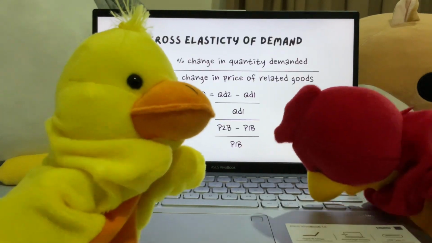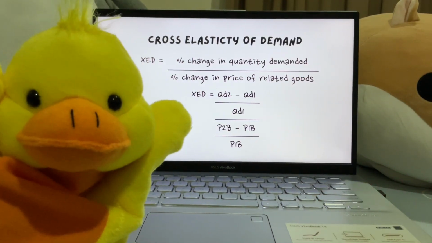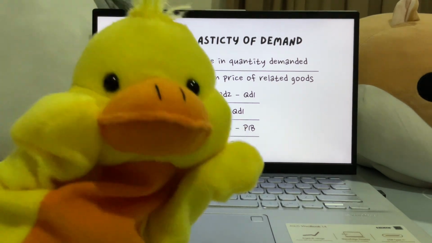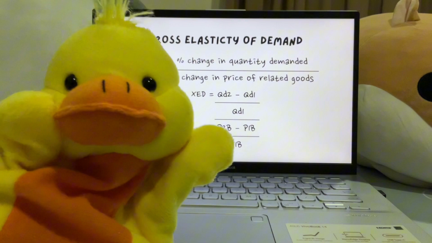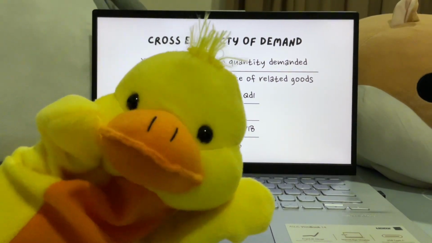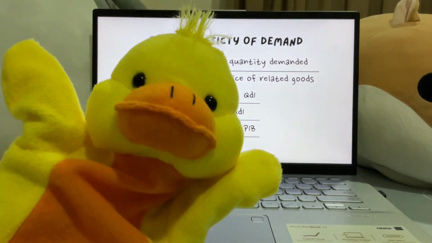You skipped too much. Sorry. Okay, we call that XED. It's percentage change in quantity demanded over percentage change in price of related goods. Did you guys notice that all of them had percentage change in quantity demanded as their top? That's one common thing. Now, let's move on to the factors affecting price.